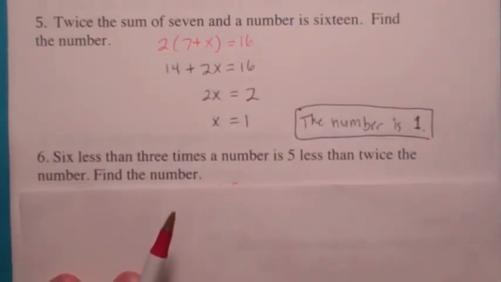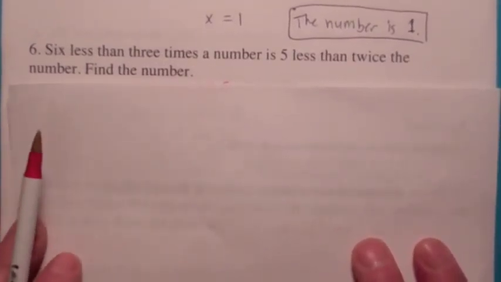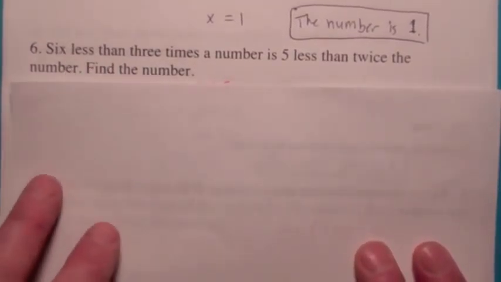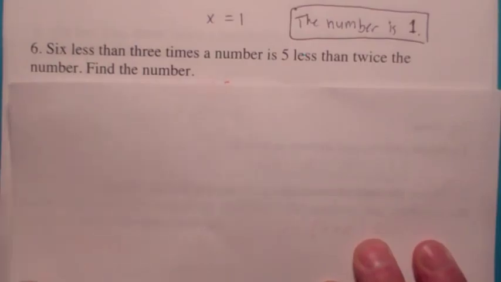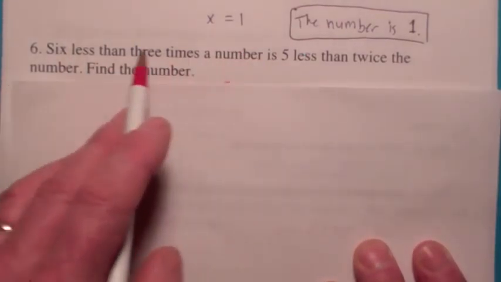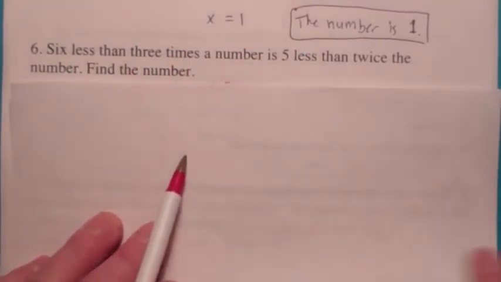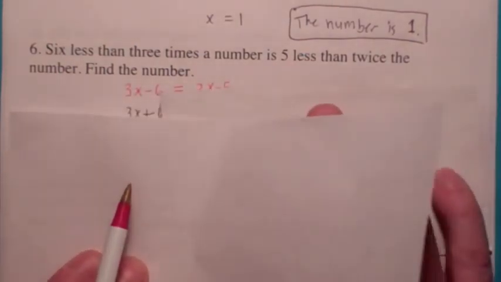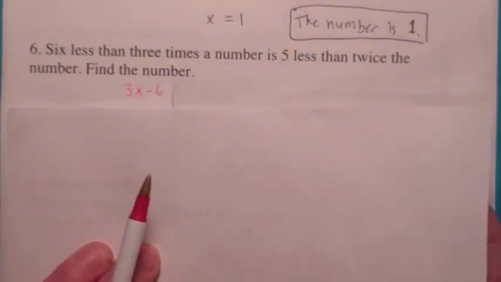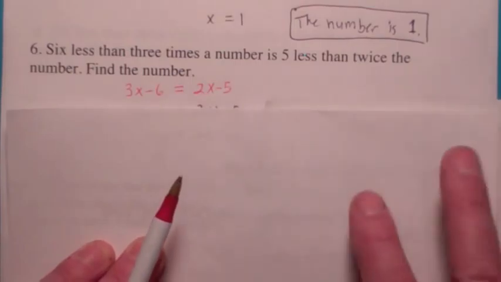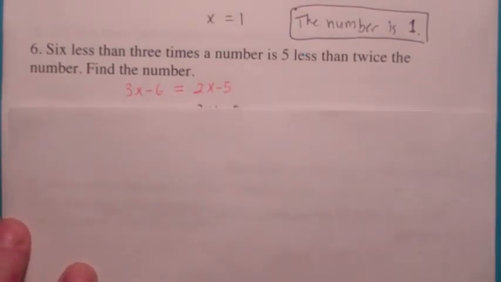On the second one, 6 less than 3 times a number. So there's your equal sign. How would you translate 6 less than 3 times a number? Wouldn't it be right there? Is 5 less than twice the number. So that's what you should have gotten when you translate it.